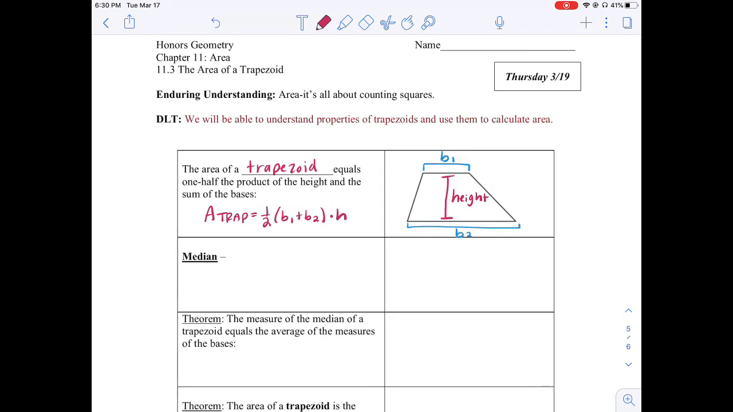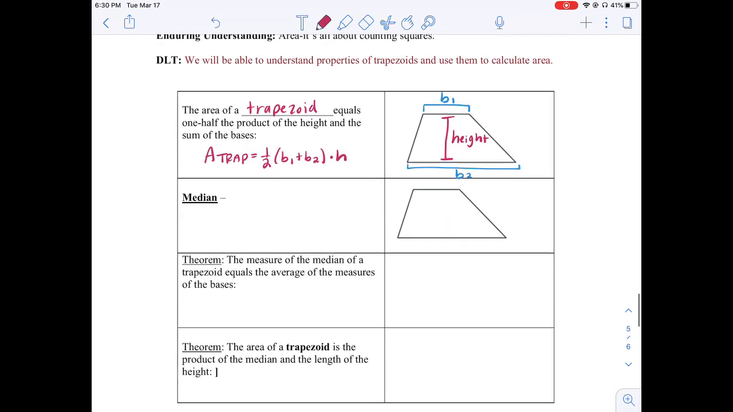Before we move forward, we are going to do one more piece, and that involves a new segment that we will call the median. So for the sake of that, I'm going to copy our trapezoid and paste it in our next screen. And here is the median.